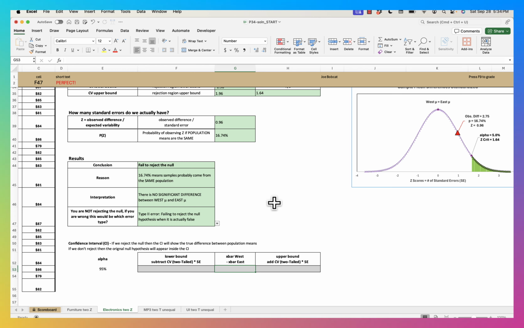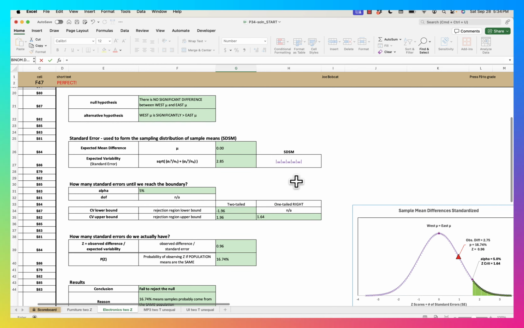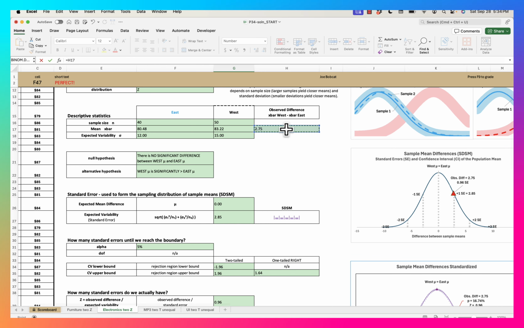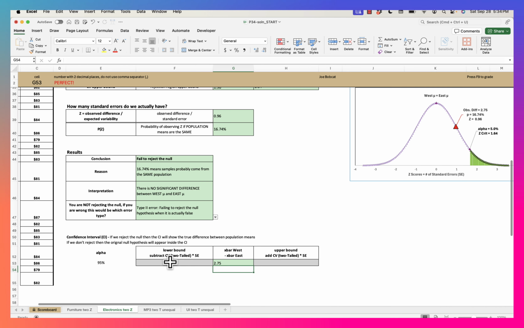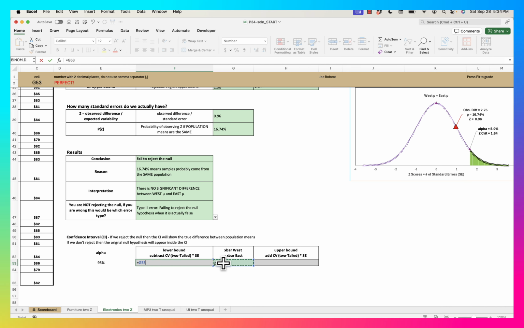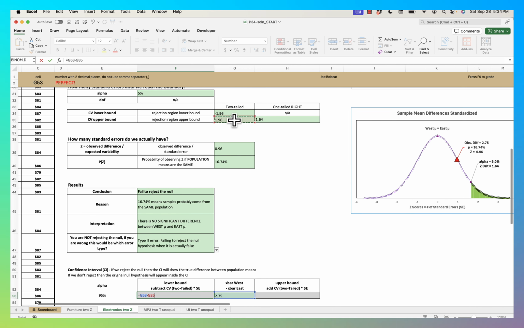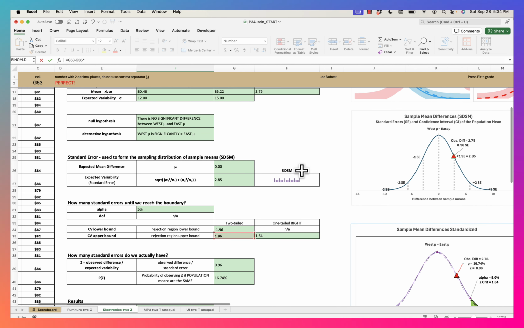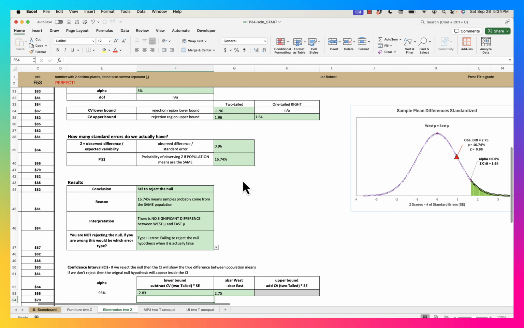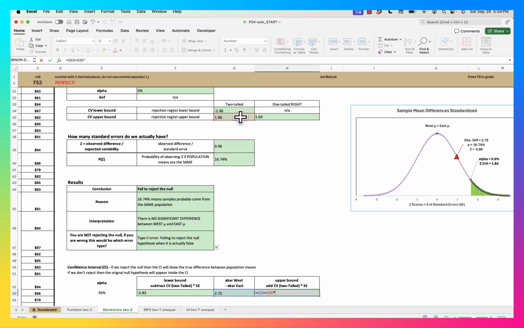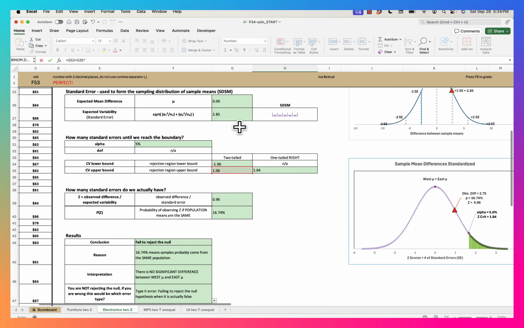All right, let's get the confidence interval. So let's first bring this back down, the observed difference. And then we take that observed difference and subtract the two-tail critical value times the standard error. And then we take the same number and add the two-tail critical value times the standard error.